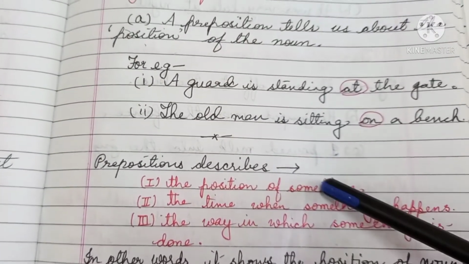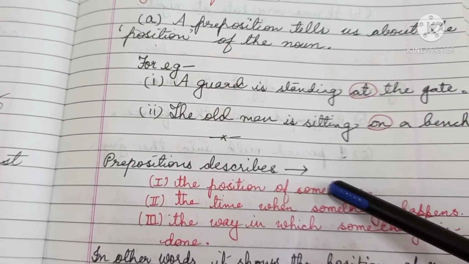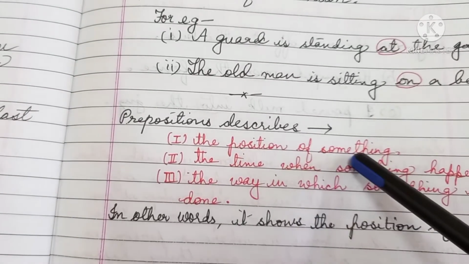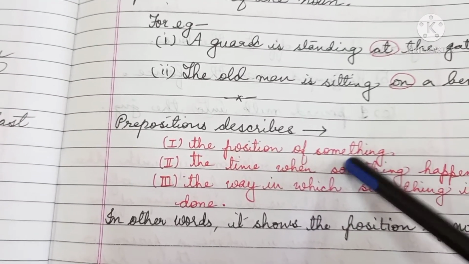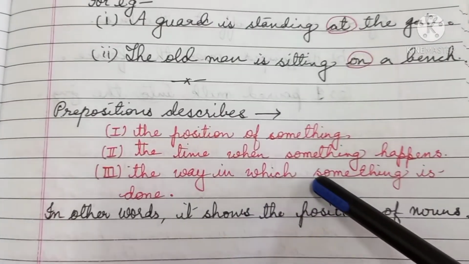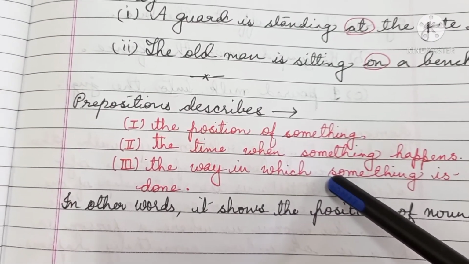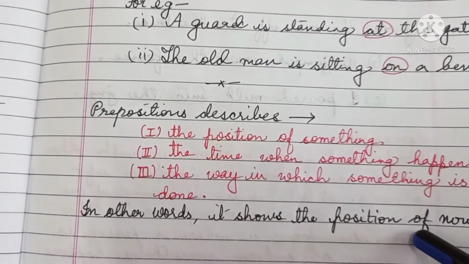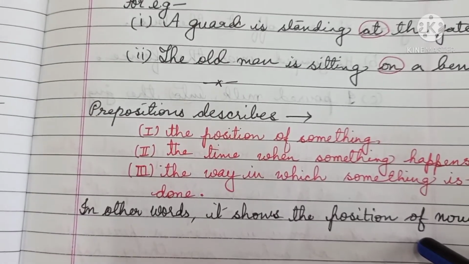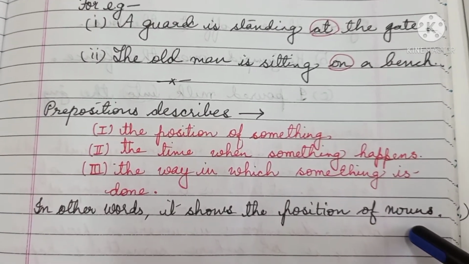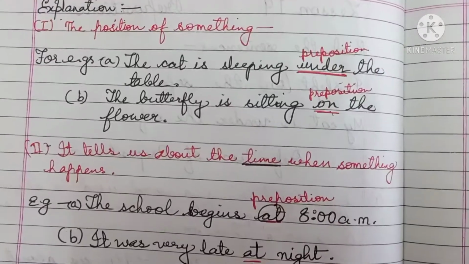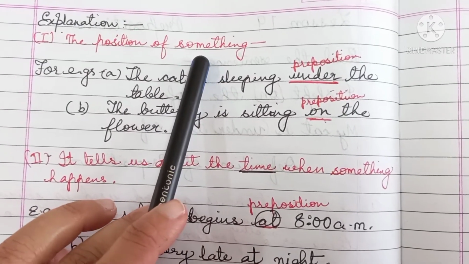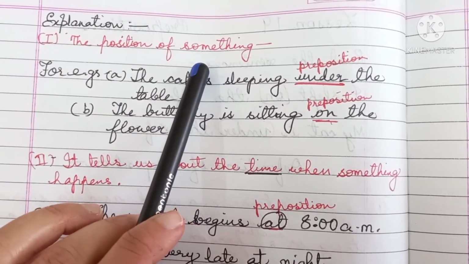Now let us understand what it describes. What does the preposition tell, or what does it describe? Number one, it describes the position of something. It also describes the time when something is going to happen or when something is happening. Also, it tells us the way in which something is being done. Simply, students, keep in your mind that, in other words, it shows the position of nouns. Let's describe it one by one. The preposition tells us about the position of something.